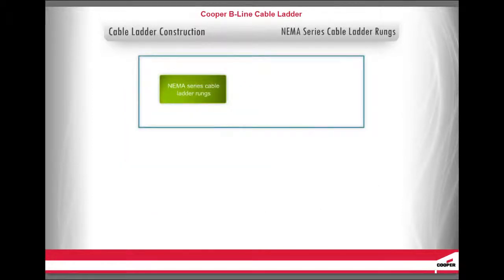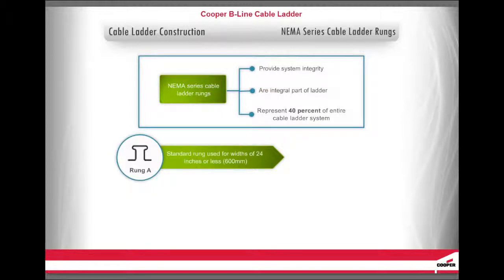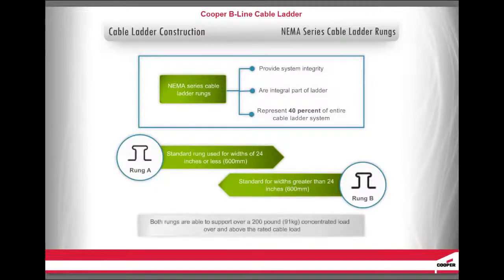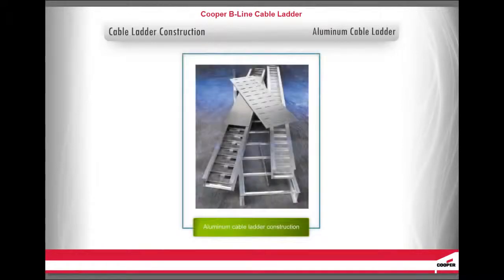Nema series cable ladder rungs provide system integrity and are an integral part of the ladder. The rungs of a cable ladder system represent 40% of the entire cable ladder system. Rung A is the standard rung used for widths of 24 inches or less, 600 millimeters. Rung B is standard for widths greater than 24 inches, 600 millimeters. Both rungs are able to support over a 200-pound, 91 kilogram, concentrated load, over and above the rated cable load. Now let's discuss the aluminum cable ladder construction.